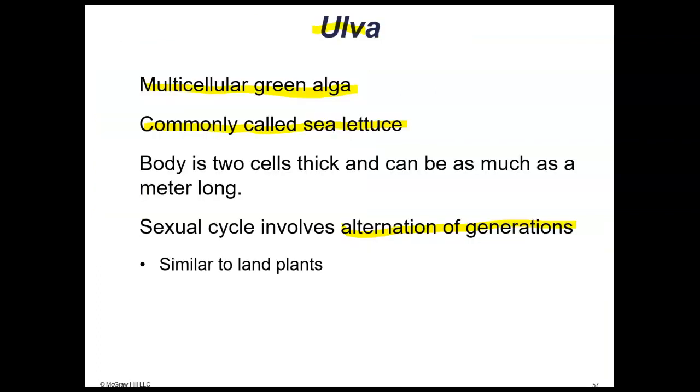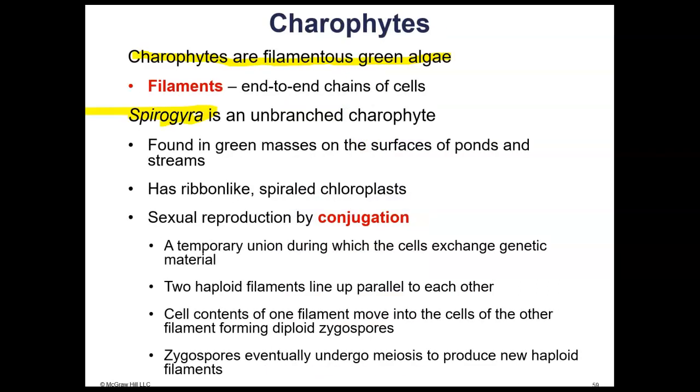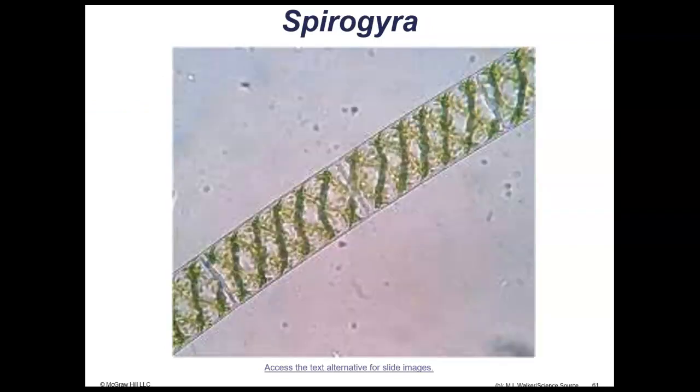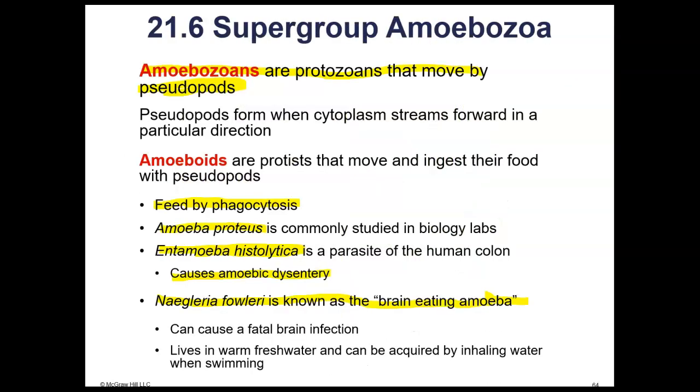And then Ulva is a multicellular green algae, commonly called sea lettuce, and that's what it looks like. And charophytes are filamentous green algae, and the example that we have, which we also saw in lab, is Spirogyra, and this is what Spirogyra looks like. It's in the form of filaments. So this is our Spirogyra. Okay, so that was supergroup Archaeoplastida. Remember, it's red and green algae, and they share that supergroup with land plants.